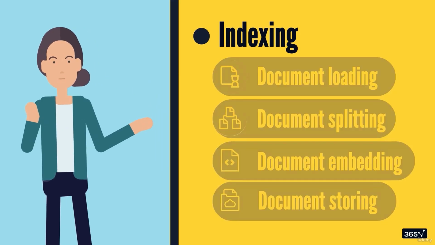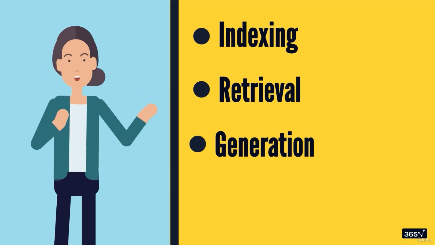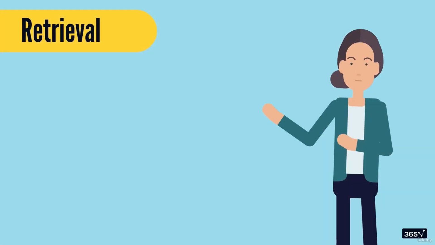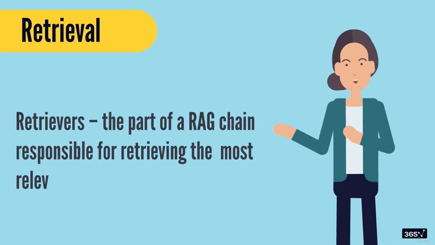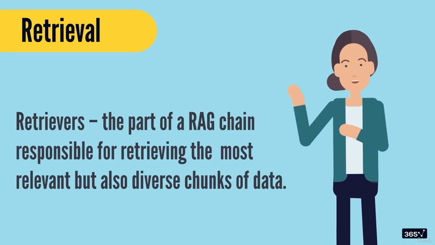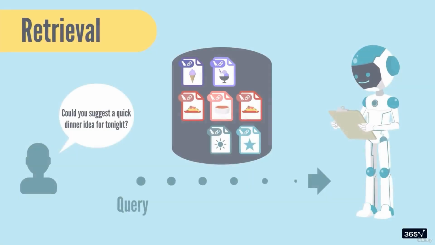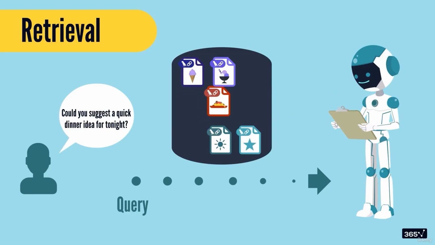This is where the indexing part ends and makes way for the following essential component: retrievers. As the name suggests, retrievers are part of the RAG chain responsible for retrieving the most relevant but also diverse chunks of data. The diverse part is important here. Although we need to retrieve the semantically closest chunks to the query, we must ensure that each chunk contributes new and valuable information to the table.